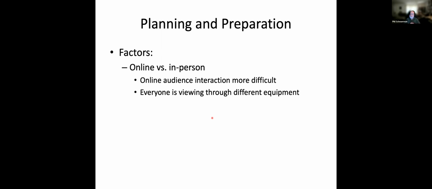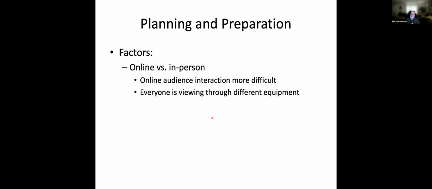So when you're planning your presentation, you need to plan online versus in person. Online audience interaction is much more difficult. Everyone is viewing through different equipment. What looks good on your screen may not look good on somebody else's smaller screen or on a laptop screen, or there may even be somebody watching this through Zoom on their phone. Put too much on a slide and on the small screen, they may not be able to see it.